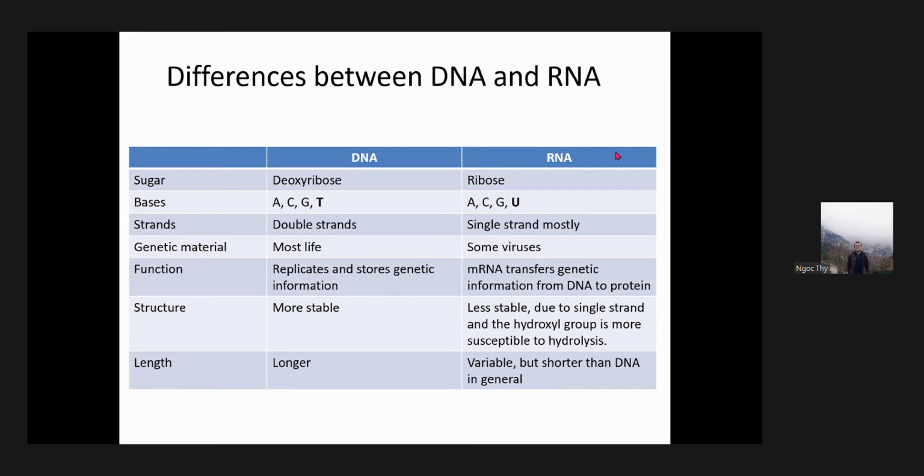In terms of structure, DNA is much more stable than RNA because it is composed of 2 strands. Because of the complementary link, it is more stable than RNA. Meanwhile, because most RNA is single stranded, it is less stable. Also, the hydroxyl group in carbon number 2 is easy to cleave by a hydrolysis reaction. And in terms of length, normally DNA is much longer than RNA.